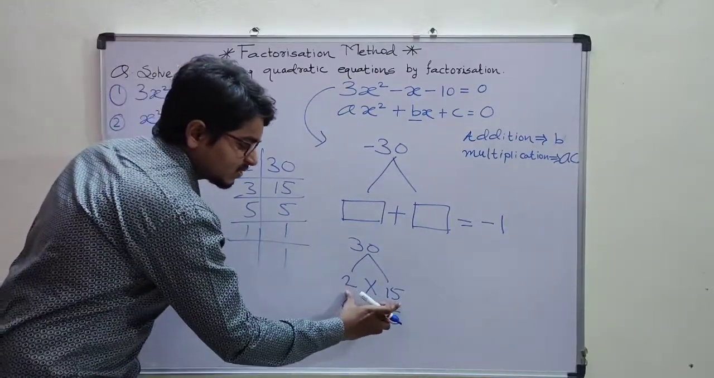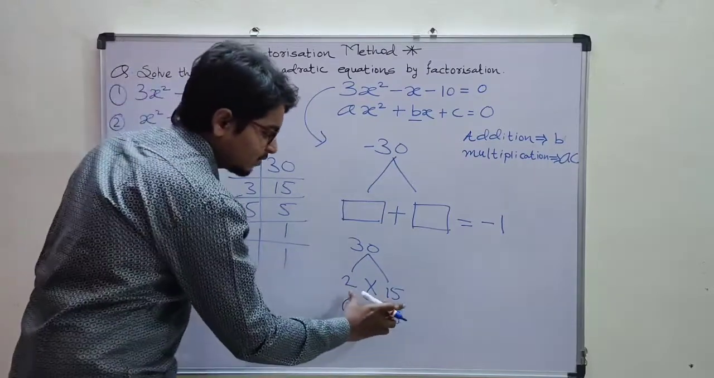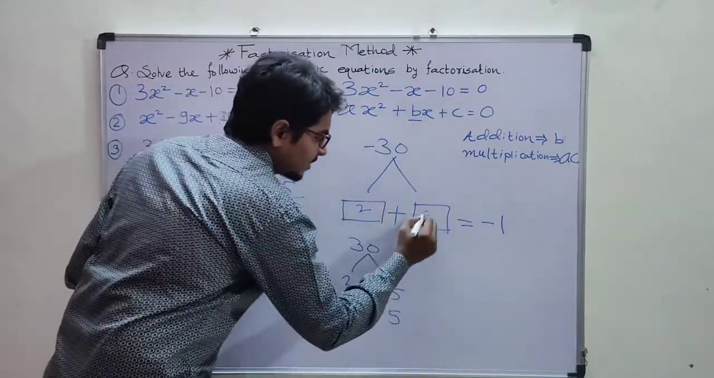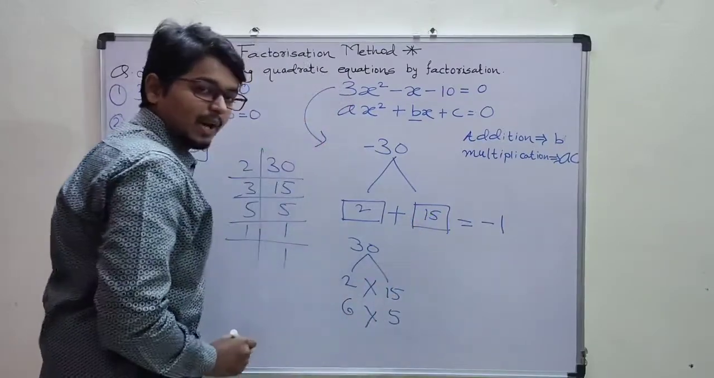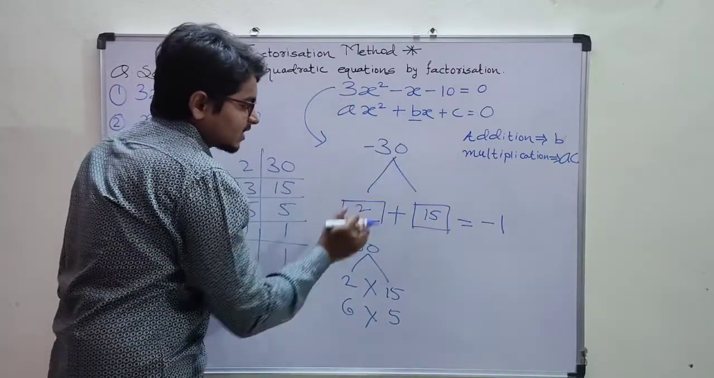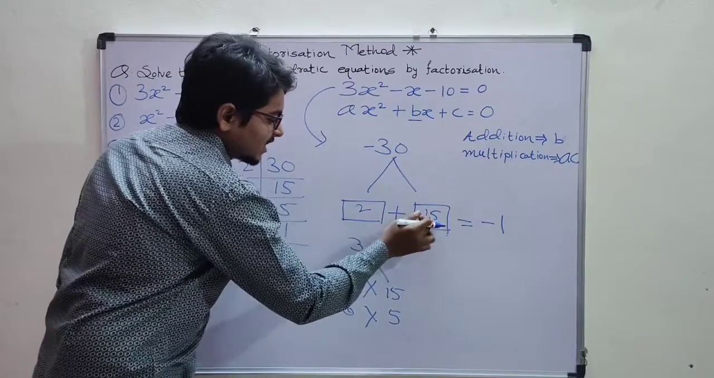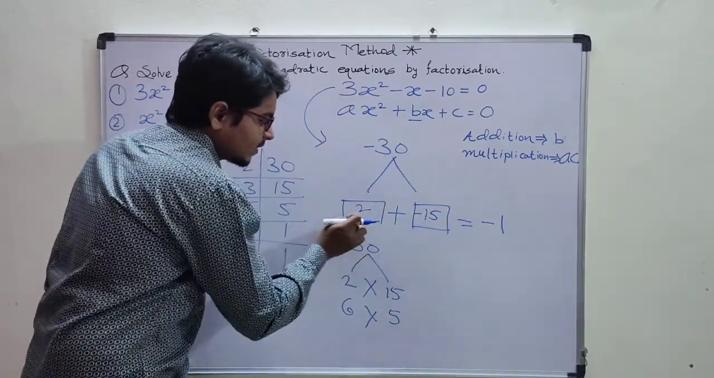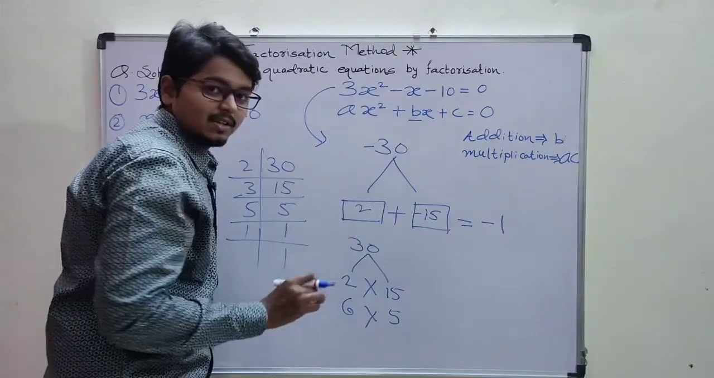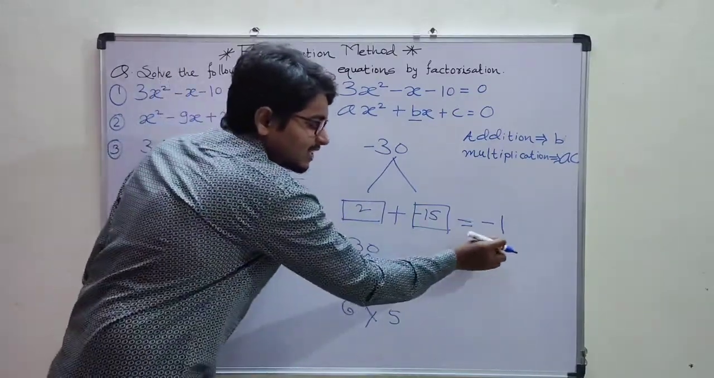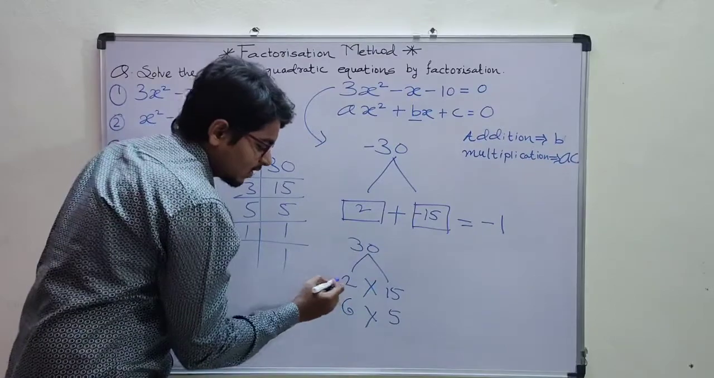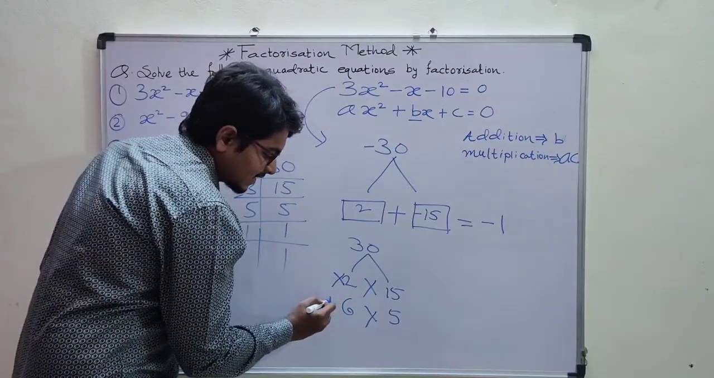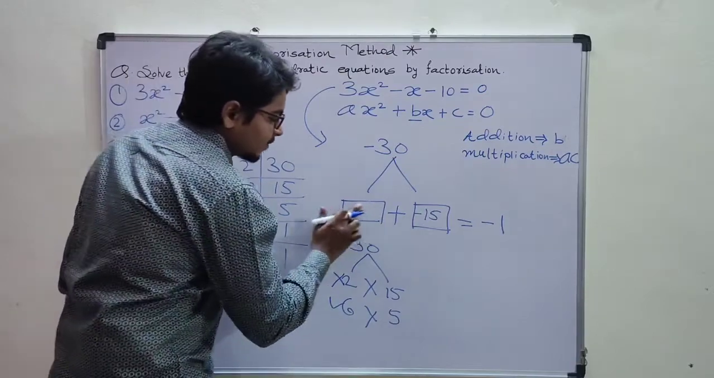Either we can choose these two numbers, 2 into 15 here. Okay, let's try 2 into 15. Multiplication, let's take it -15 into 2 is -30, but -15 plus 2 is not -1, so we cannot choose this pair. So let's try taking this pair 6 into 5.